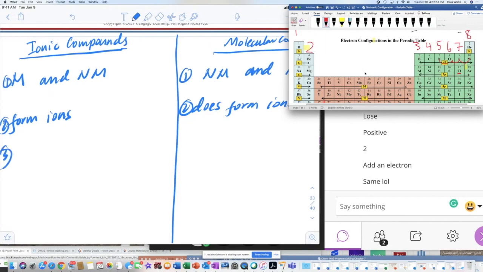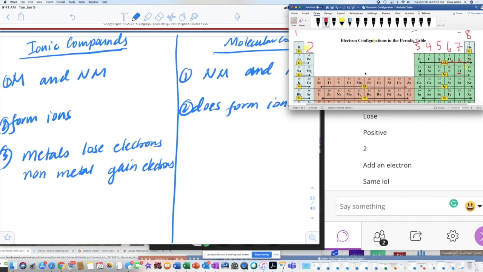Number 3, metals lose electrons, non-metals gain electrons. And one thing I learned is that when I get very distracted, it helps me to write things down. Sometimes the more distracted I am, the more I write down, because it helps me focus my mind.